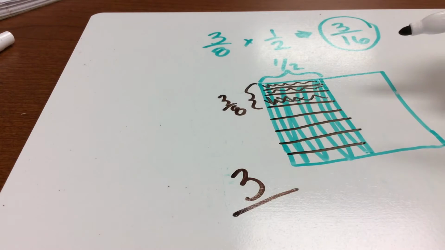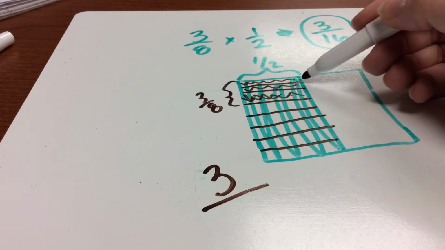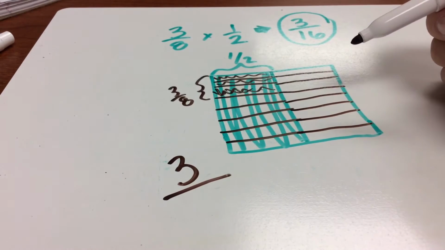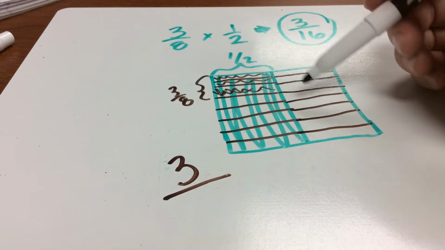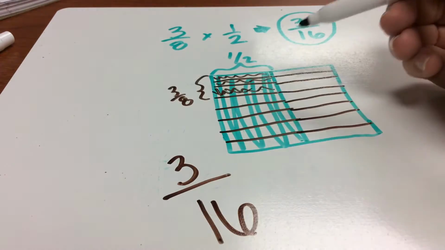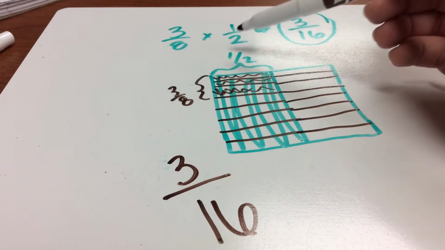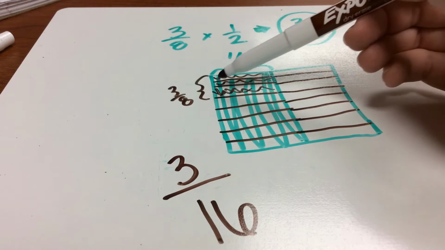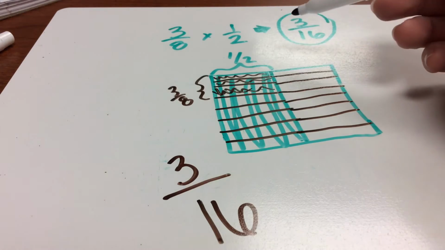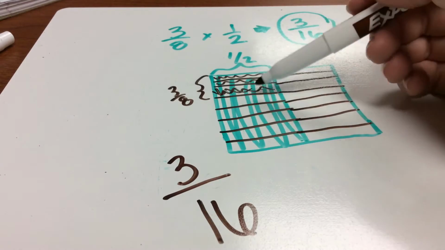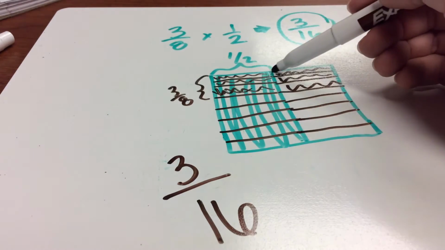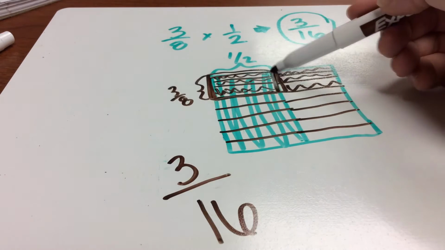Now the denominator, where is the 16 coming from? Well, if you look at my whole, if I continue this out, this is like a sandwich, and my whole entire sandwich is divided into 1, 2, 3, 4, 5, 6, 7, 8, 9, 10, 11, 12, 13, 14, 15, 16 pieces. So if I want to know what is 3/8 of 1/2, I need to say, out of the whole, what section is going to be double shaded? Because if I shade down and I shade across, whatever overlaps is going to be your answer.